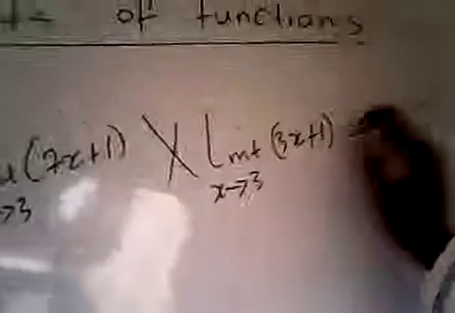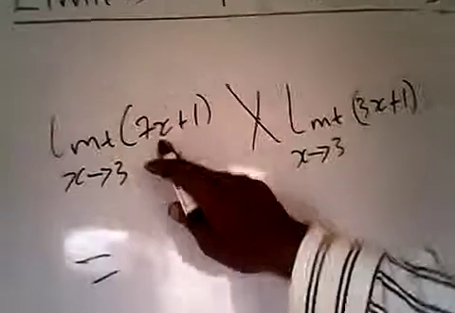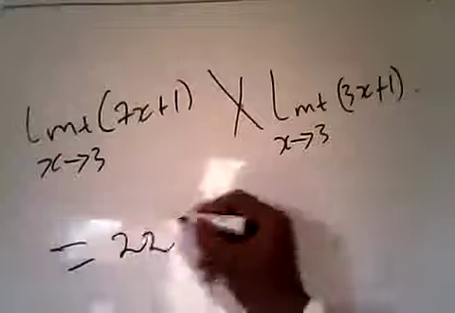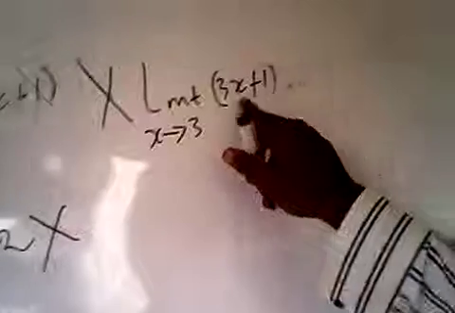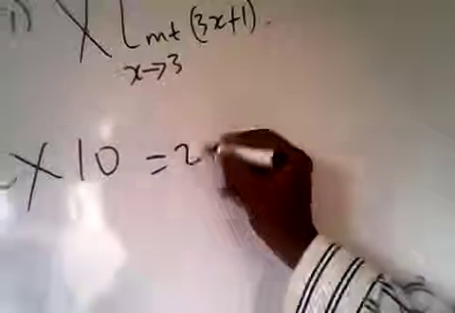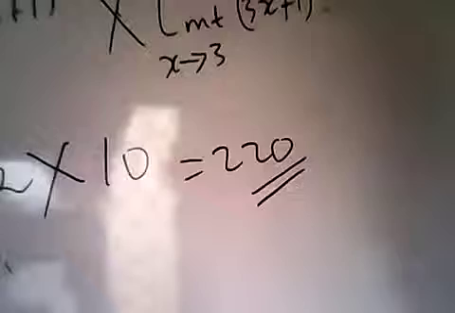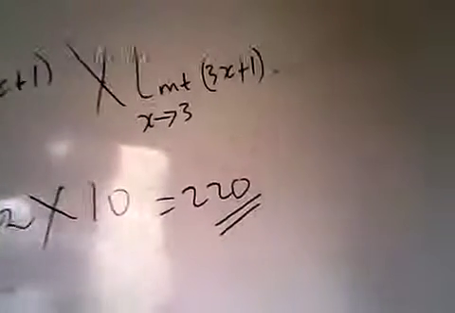The result is going to be equal to the limit of 7x plus 1 as x tends to 3. 7x becomes 7 times 3, which is 21, and 21 plus 1 is 22. Then times, as x tends to 3, 3x becomes 3 times 3, which is 9, and 9 plus 1 is 10. So we have 22 times 10, which is 220. That is the limit of that function. As simple as that. We just multiply the result of each limit.